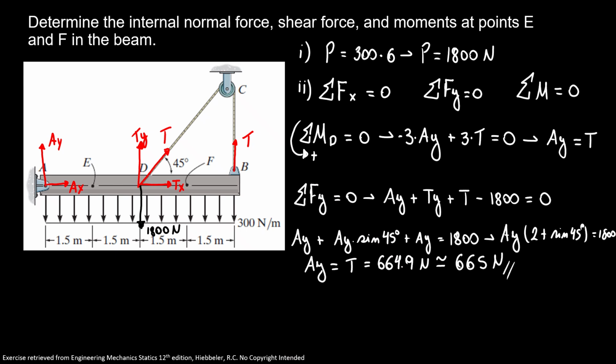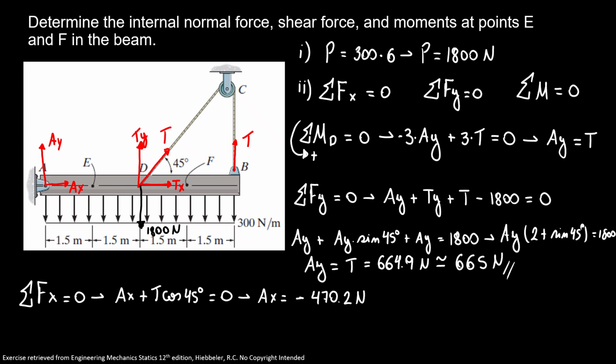So we discovered our AY and TY. Now we can do the sum of forces in X is equal to 0. So we have AX plus T cosine 45 degrees is equal to 0. Here AX is equal to minus, because it points the other way, 470.2 newtons, which we're going to say is 470 newtons. Negative just means the opposite way.